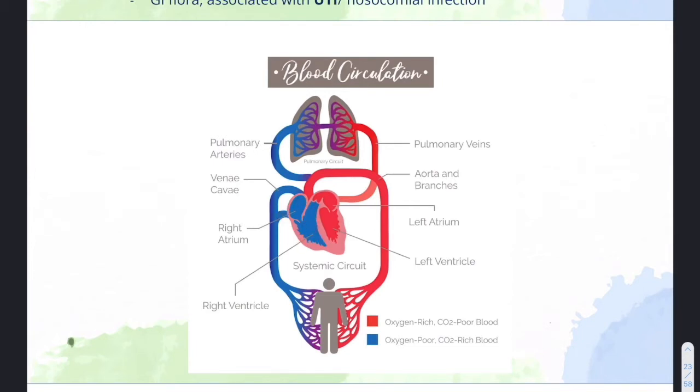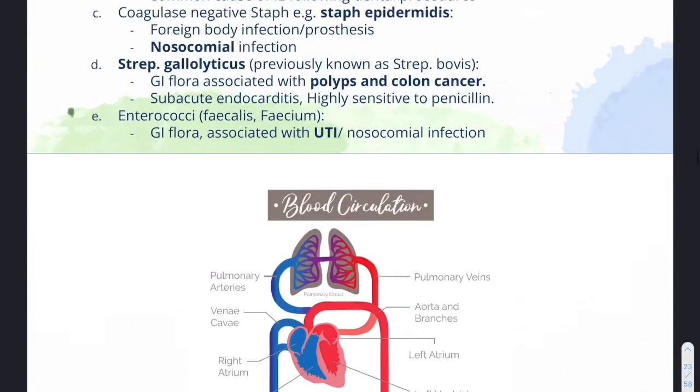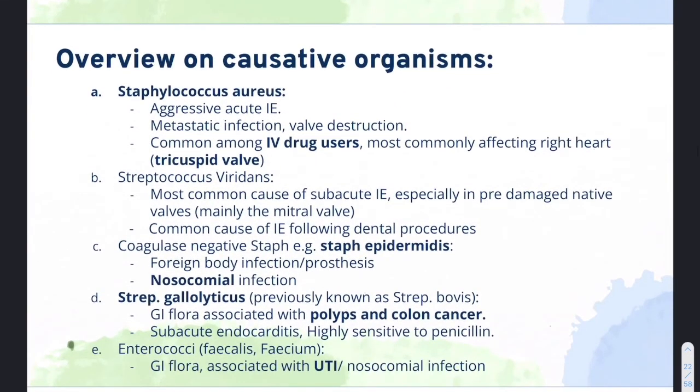It is just for the link. Then we have Streptococcus viridans, most common cause of subacute infective endocarditis, especially in pre-damaged native valves, mainly mitral valve. Common cause of infective endocarditis following a dental procedure.